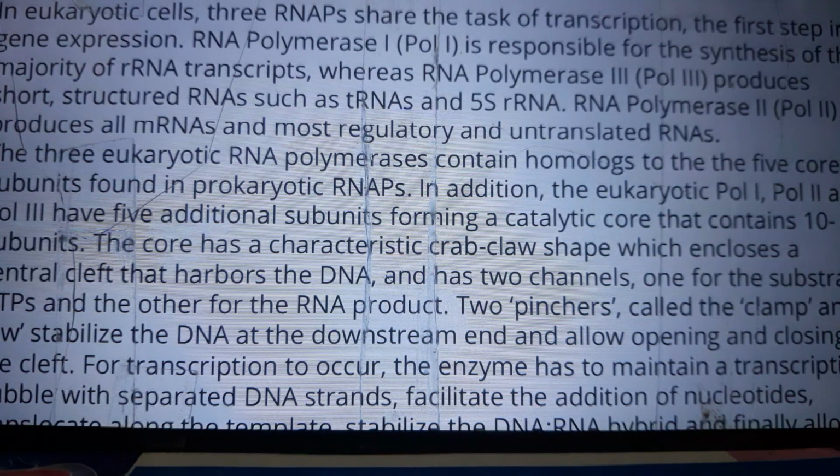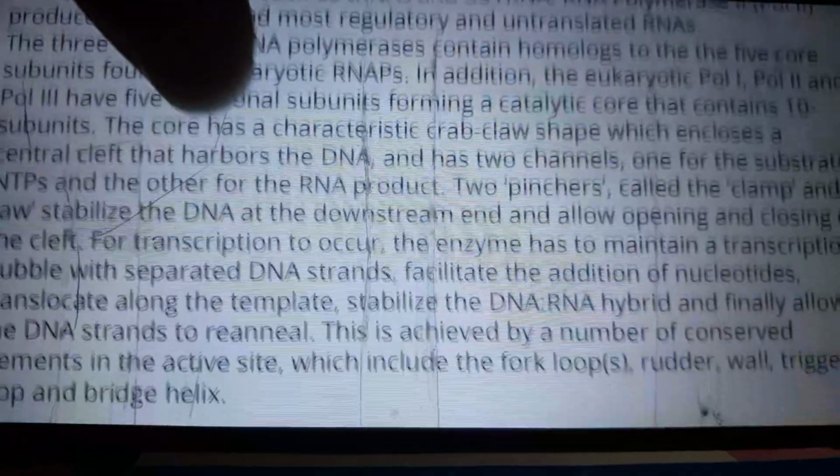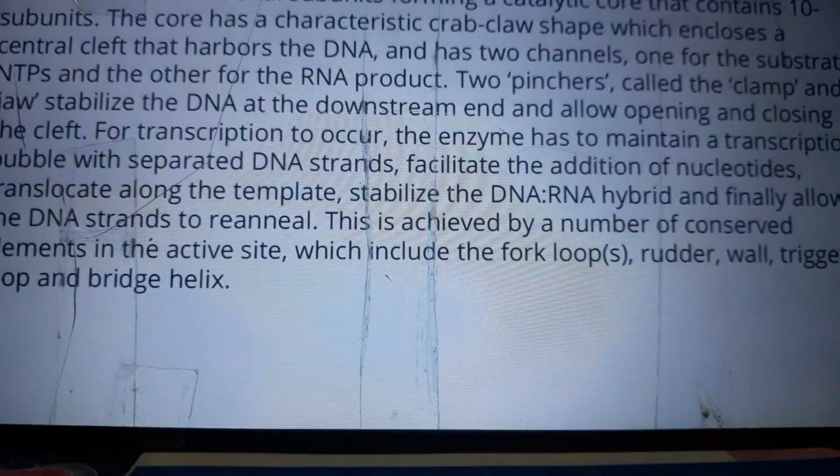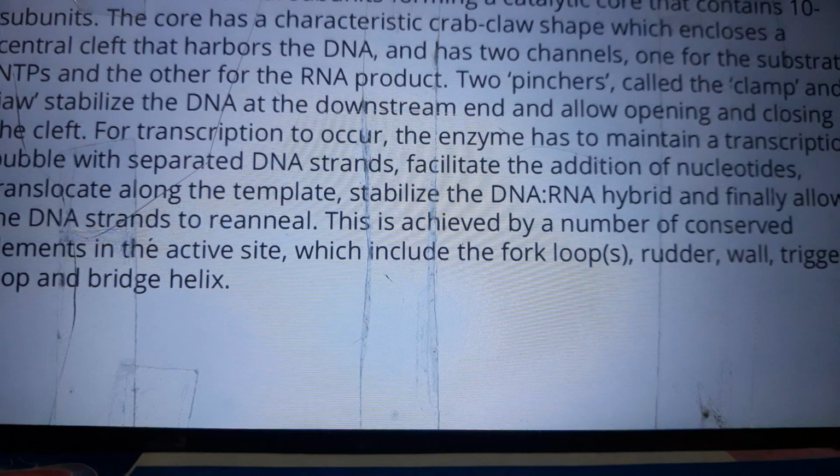2 pinchers called the clamp and jaws stabilize the DNA at the downstream end and allow opening and closing of the cleft for transcription to occur. The enzyme has to maintain a transcription bubble with the separated DNA strands, facilitate the addition of nucleotides, translocate along the template, stabilize the DNA-RNA hybrid, and finally allow the DNA strands to re-anneal. This is achieved by a number of conserved elements at the active site, which include the fork loops, rudder, wall, trigger loop, and bridge helix.